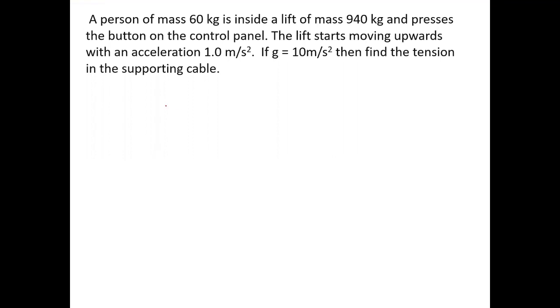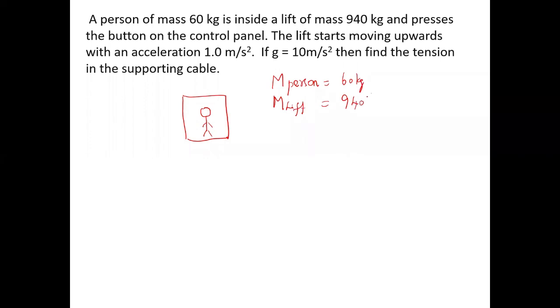So let me draw the diagram first. Yesterday we discussed, we have to draw a diagram wherever required. Now there is a person inside the lift. So the person's mass is 60 kilogram. Please write all the details. Mass of the person is 60 kilogram, and mass of the lift is 940 kilogram. Acceleration is 1 meter per second square upwards. That also you write. And g is 10 meter per second square.